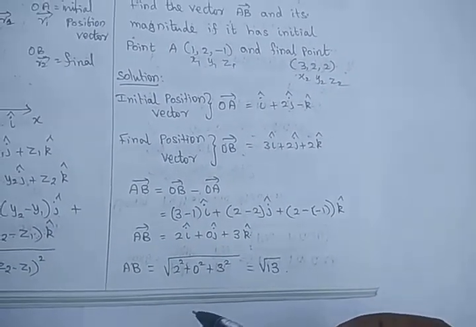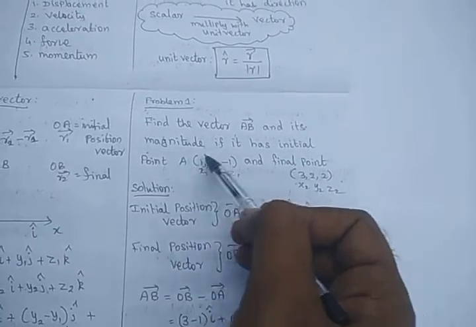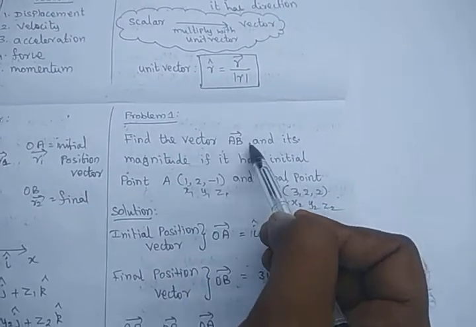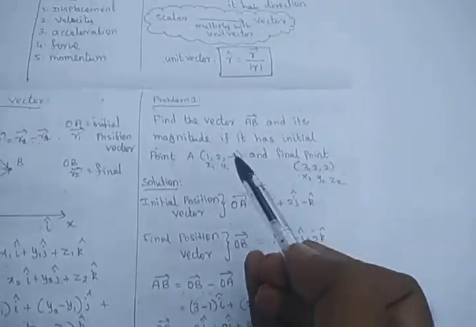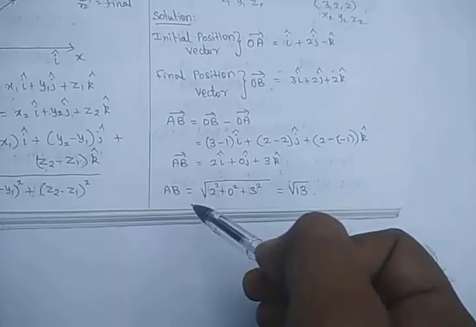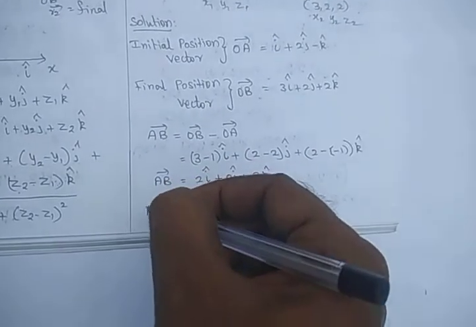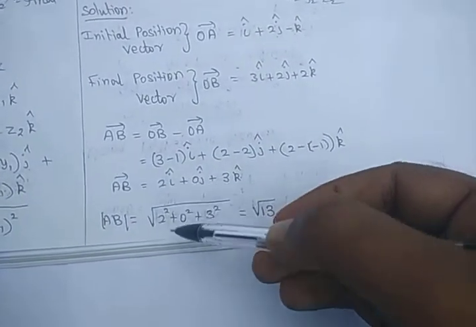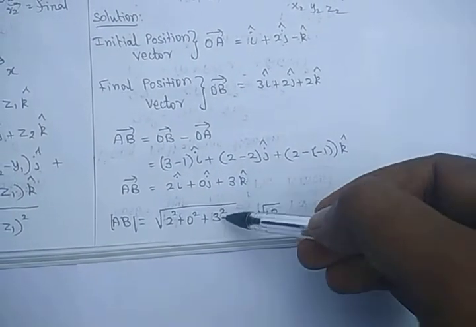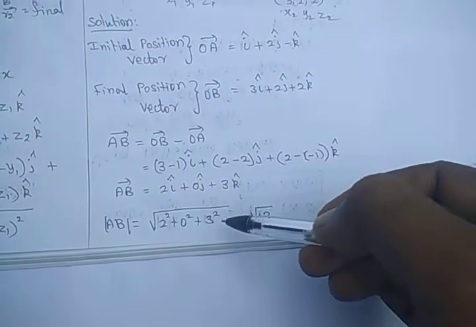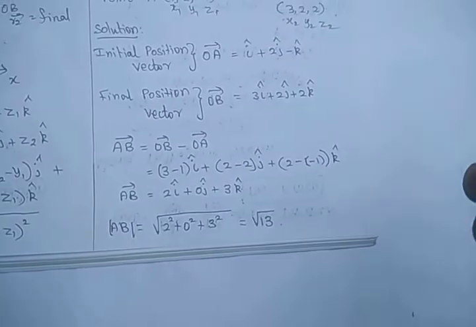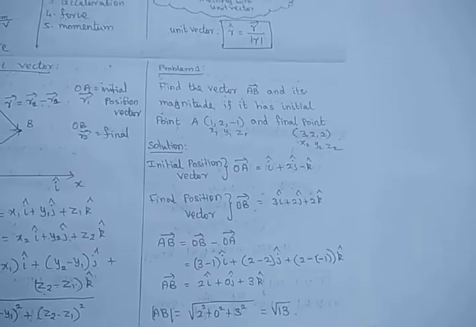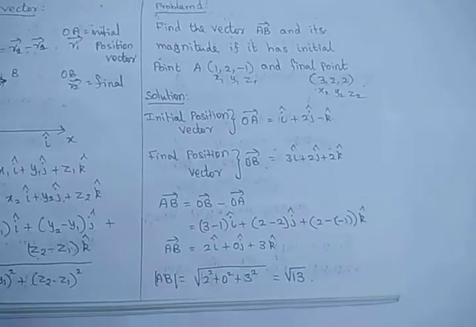If you want the distance, what is the magnitude? This is a vector. What is the question asked? Find the AB vector. Yes, we found the AB vector. What is the magnitude of this vector? Simply take the modulus of the AB vector, the root of x squared plus y squared plus z squared. That is 2 squared plus 0 squared plus 3 squared. We get root 13. So very simple, students, we can find the position vector and displacement vector in vector algebra.